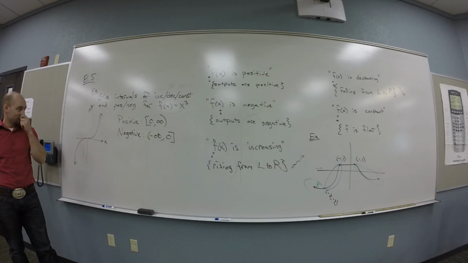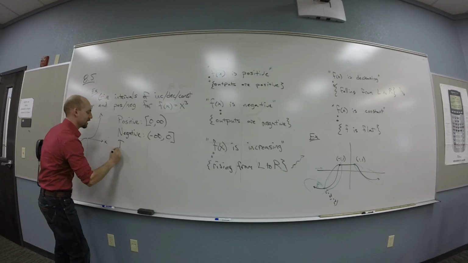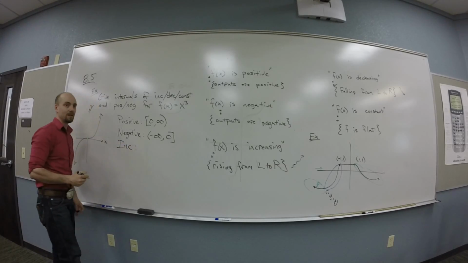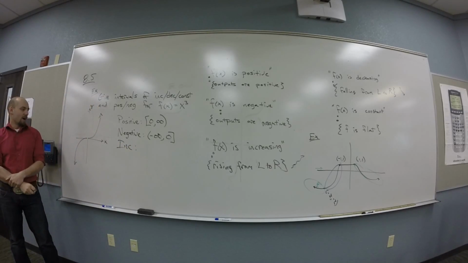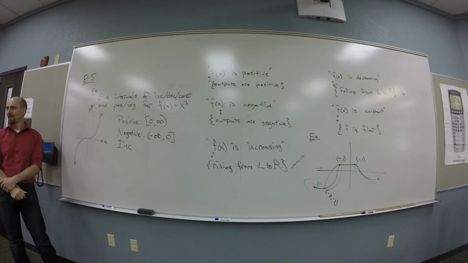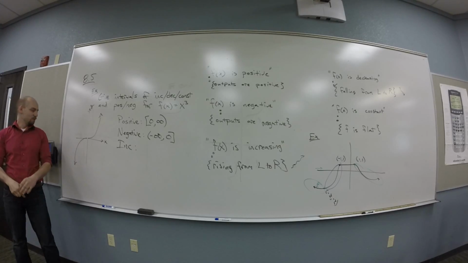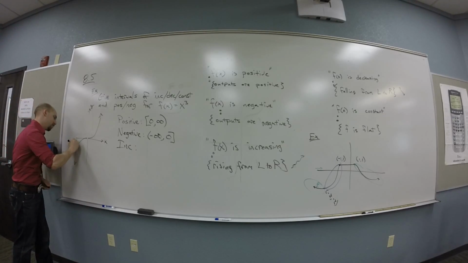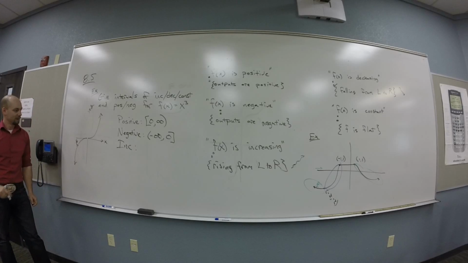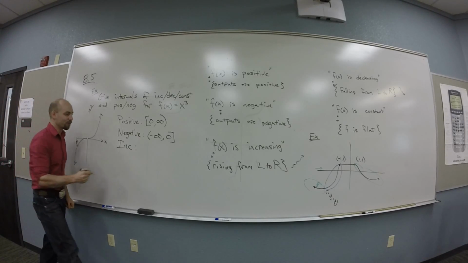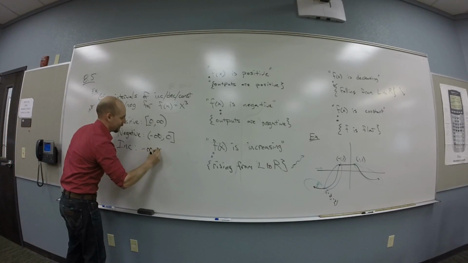All right, so we got positive and negative. Now we're looking for increasing and decreasing, right? So where is this thing going up from left to right? If you put yourself on this and you were walking from left to right, where would you be walking uphill? This is a really good thought. Negative infinity to infinity.